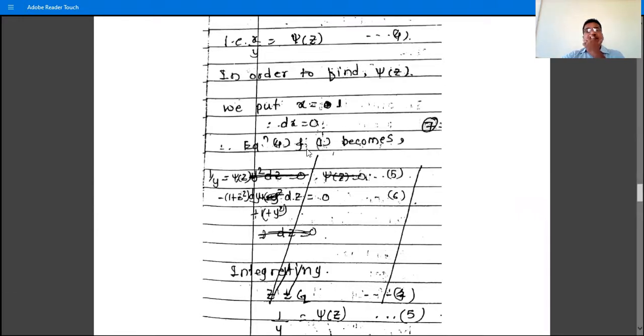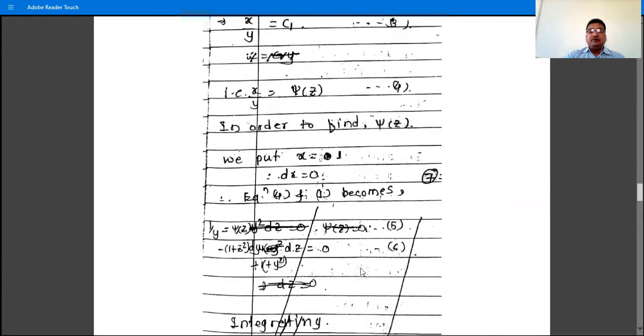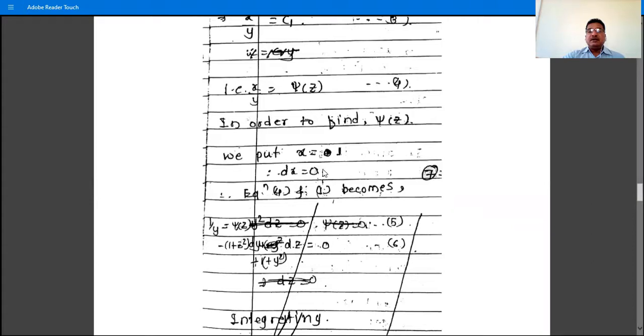Therefore equation 4 becomes 1 by y is equal to psi z. If you substitute x equal to 0, then we have psi z is 0. And if you substitute x as 1, then dx is 0. So in order to find psi z, substitute x as 0 or 1 or 2, that depends on the example.